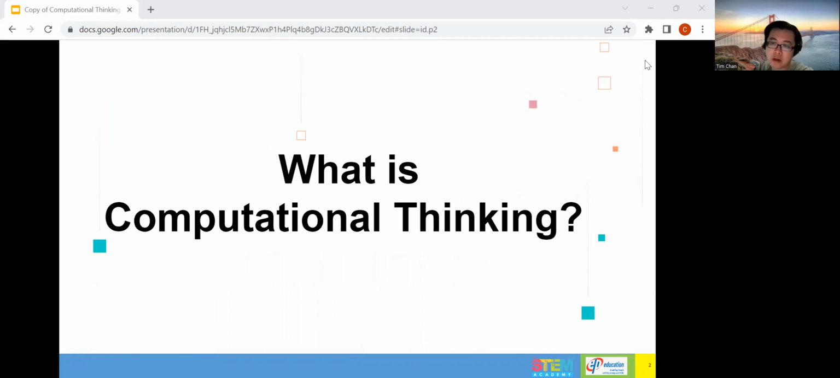So, firstly, what is computational thinking? It's not thinking like computers. This is something that we want to get clear first. Rather, it is a problem-solving technique that helps you to solve problems. Can you think of times when you have a problem and you're not too sure how to approach it? Computational thinking teaches you how to think about a problem so that it's easier for you to solve it.